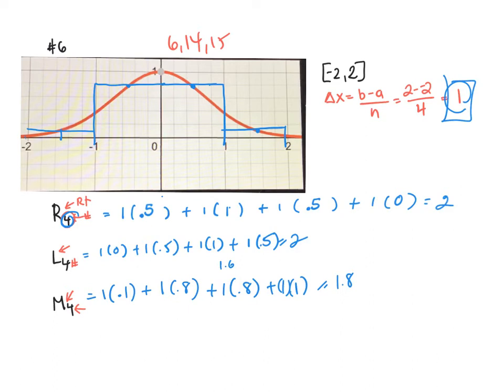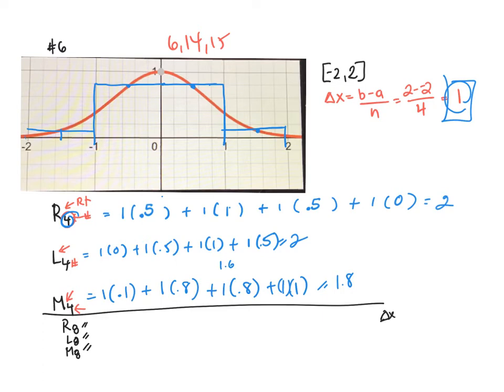And then the last part of that says, try to improve your estimates by going with 8. So I'm just going to get this started and let you finish it up. So again, it wants you to do right 8, left 8, mid 8. And you need to actually have a graph to look at.